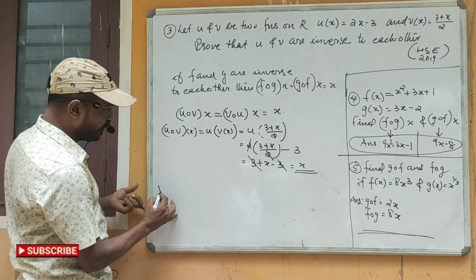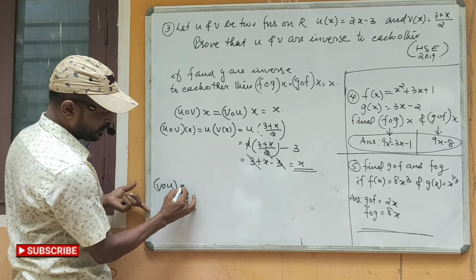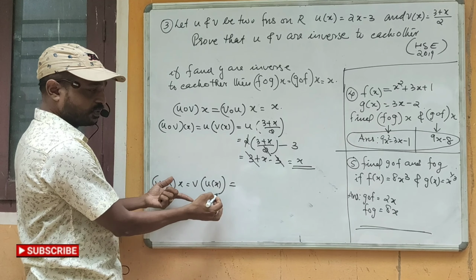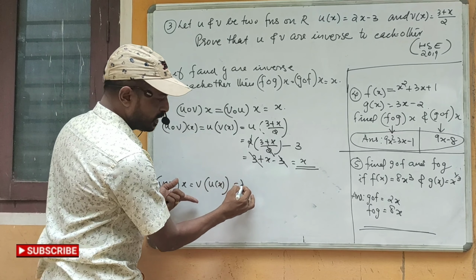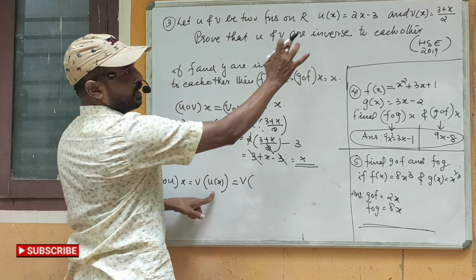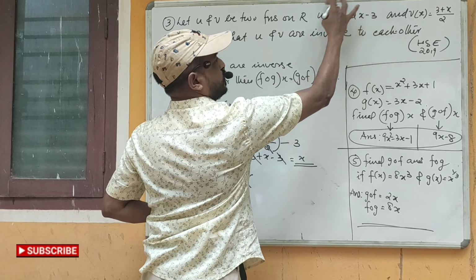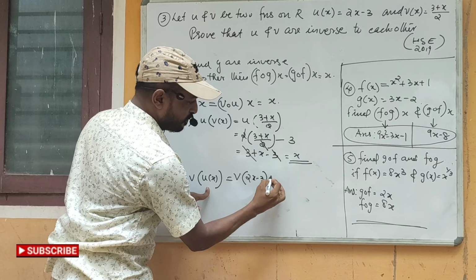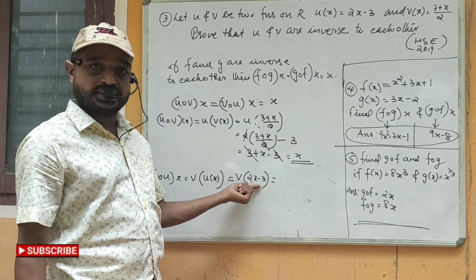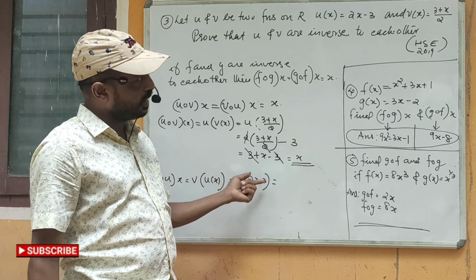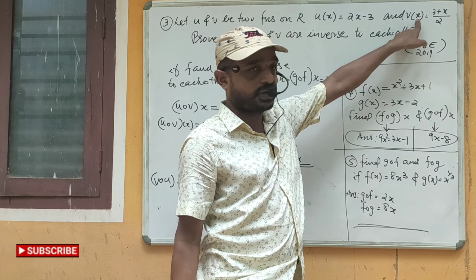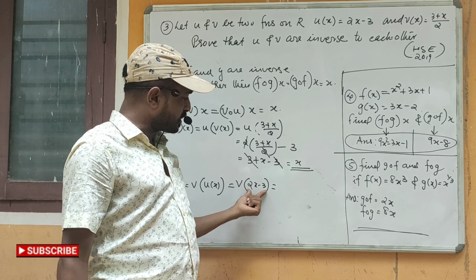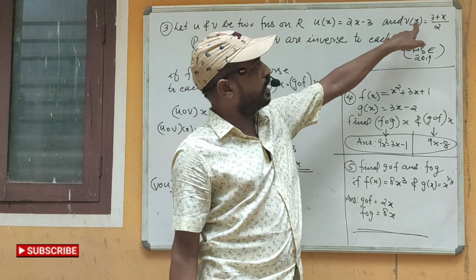So how will you calculate v composition u of x? It is v of u of x. First you will have to substitute for u of x. It is v of, what is u of x? U of x is 2x minus 3. So from where you will calculate v of 2x minus 3? V of 2x minus 3 is calculated from the function v of x. In the function v of x, just substitute 2x minus 3 for x.